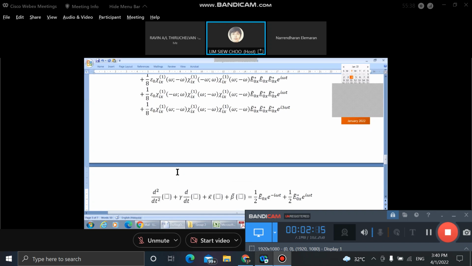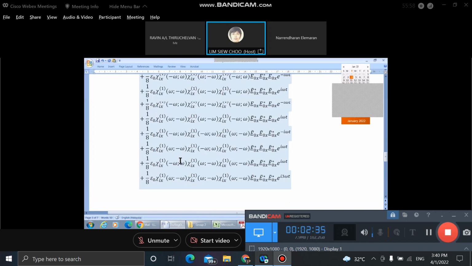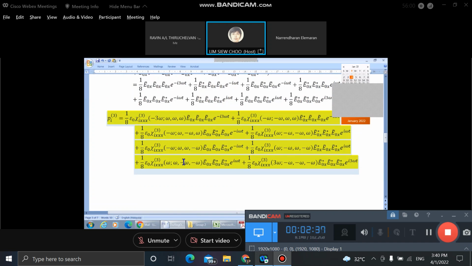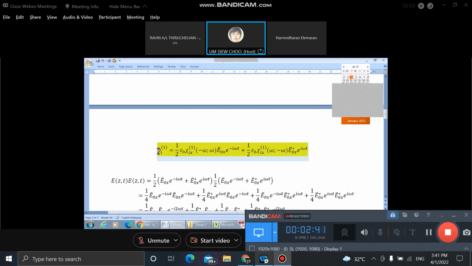We can do the first level, and then we do the second level. Second level depends on the first level that we have already solved. And then after this, we do the third level, the third order. The third order depends on the first and second order that we have already solved. So that's why this method is very popular. So now I substitute the linear first. Okay, I substitute the linear P1.